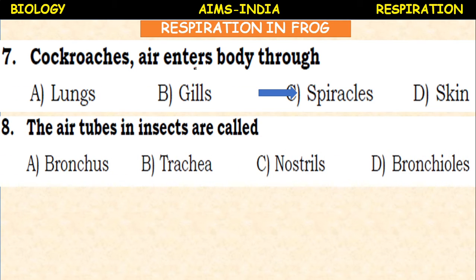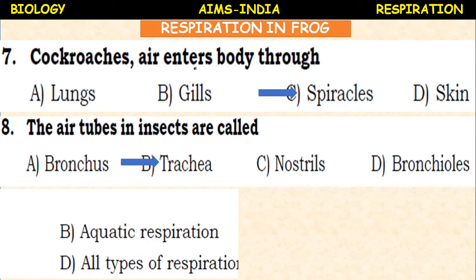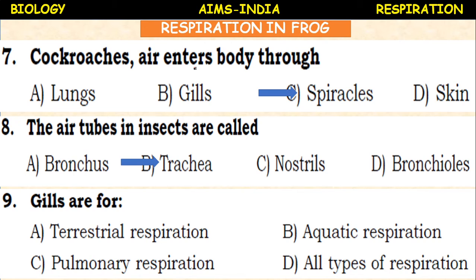The air tubes in insects are called bronchus, trachea, nostrils, bronchioles. So trachea are the air tubes. Gills, what is the purpose of gills? Tracheal respiration, aquatic respiration, pulmonary respiration, all types of respiration. Gills are present in the fishes, aquatic animals, so it is aquatic respiration.